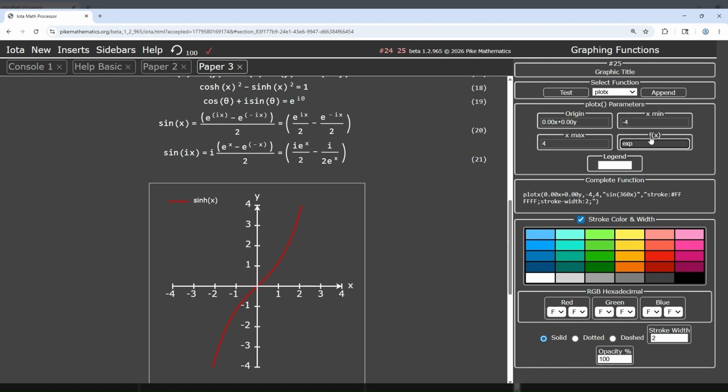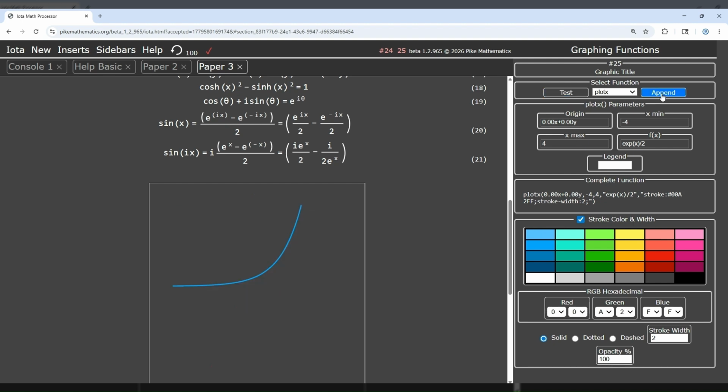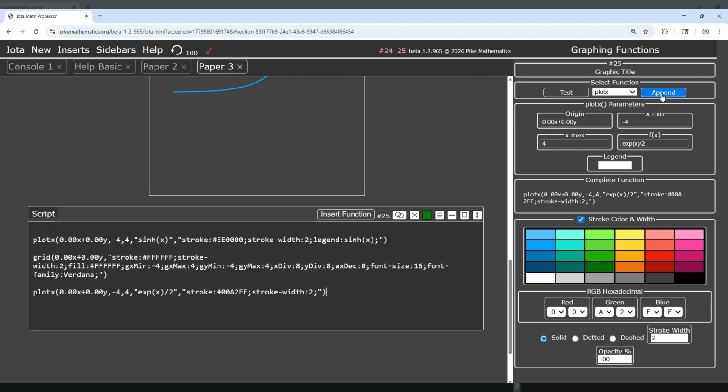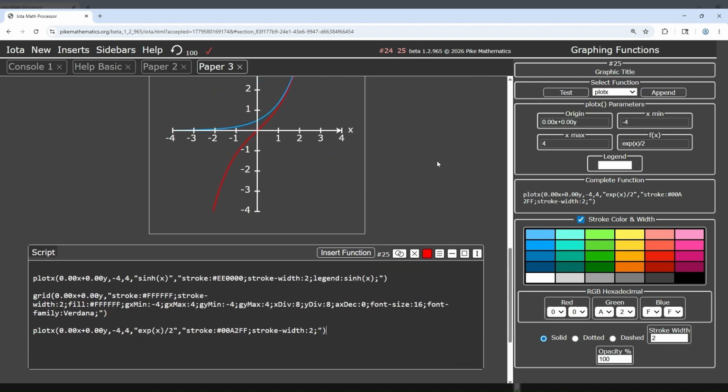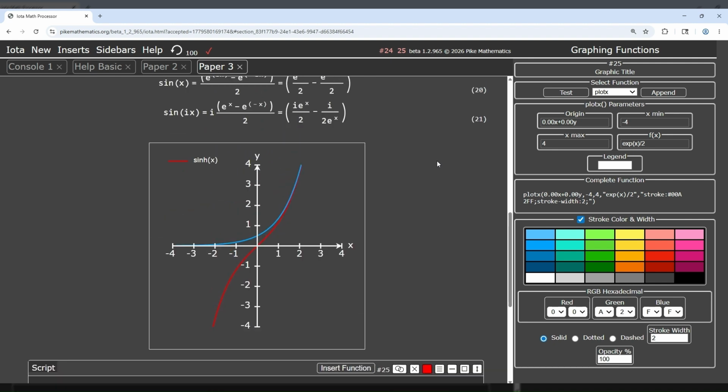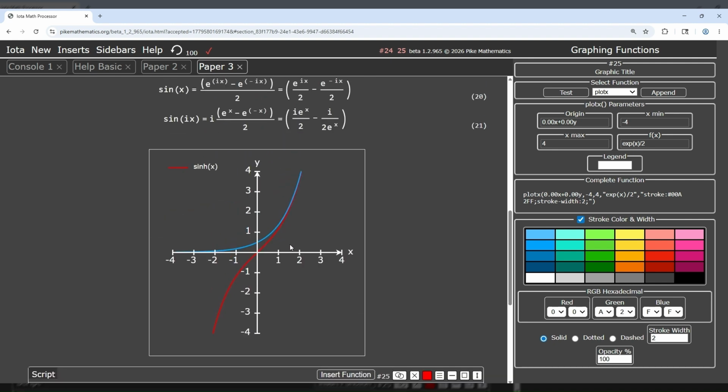I'm going to use the exponential function. That divided by 2. And we'll make it blue. Let's see. There it is. So I'm going to append that. Okay. So look, as soon as x gets a little bigger, it basically follows that e to the x over 2 graph. Well, what about on the negative x side?